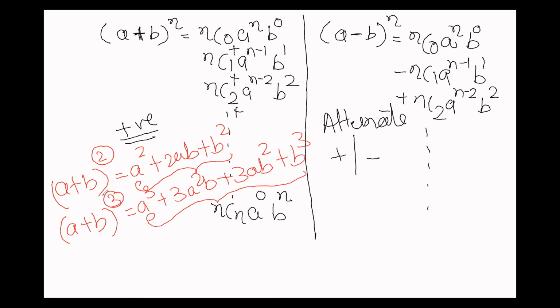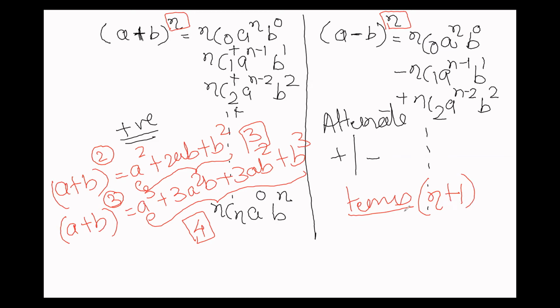When the power is 3, how many terms are there? 4 terms are there. When the power is 2, total number of terms are 3. So can I make it generalized now? If the power is n, total number of terms in the expansion should have n plus 1 terms.